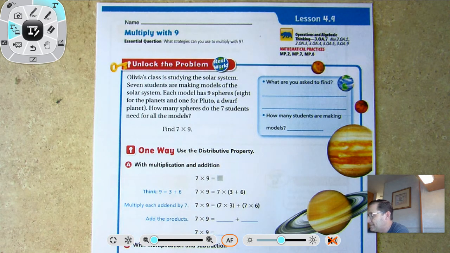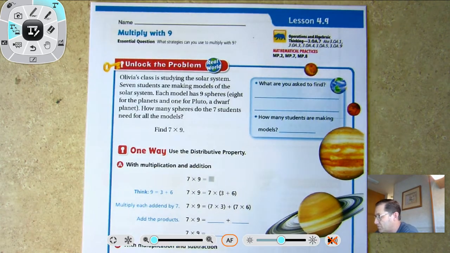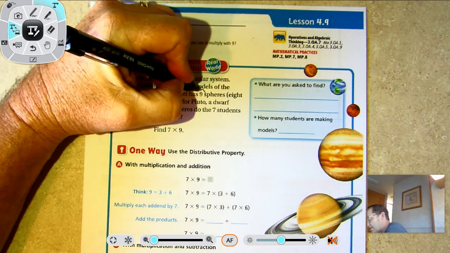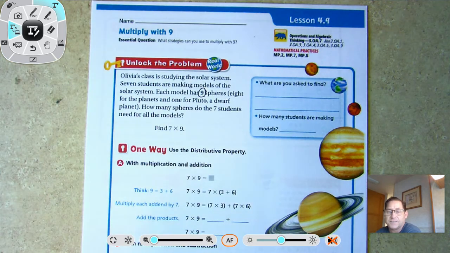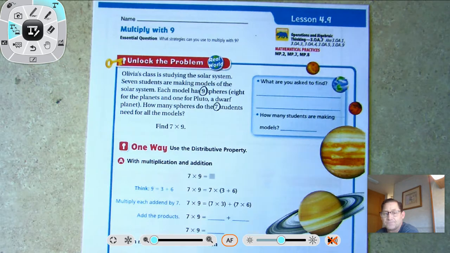Olivia's class is studying the solar system. 7 students are making models of the solar system. Each model has 9 spheres, 8 for the planets, and 1 for Pluto, a dwarf planet. How many spheres do the 7 students need for all the models? Well, we know that we have 9 spheres, and we also know that there are 7 students.